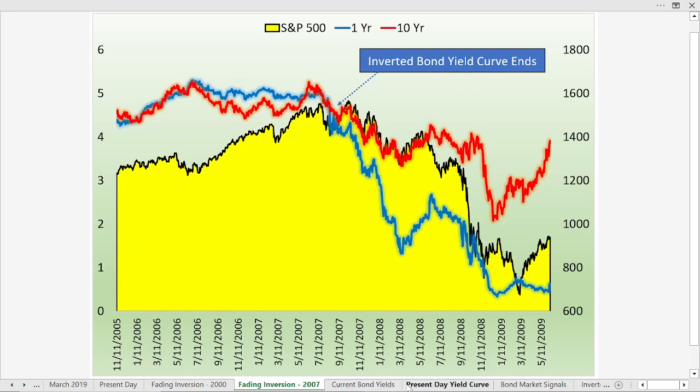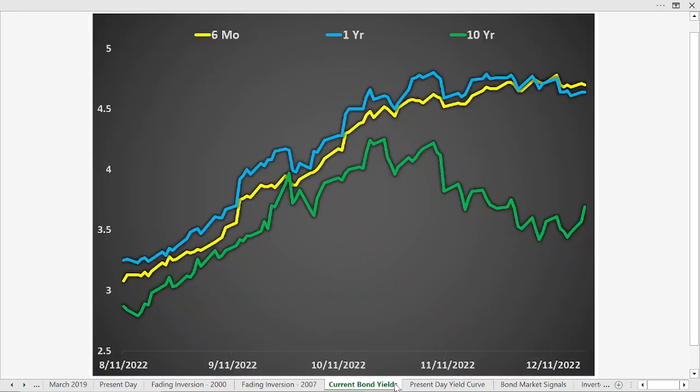We fast forward to present day, and we see the green line's a 10-year bond. We are in an inverted yield curve. But what's happening now is the spread between the two is starting to compress. The difference between the 10-year bond and the 1-year bond is starting to lessen, meaning the difference between the two is starting to shrink.